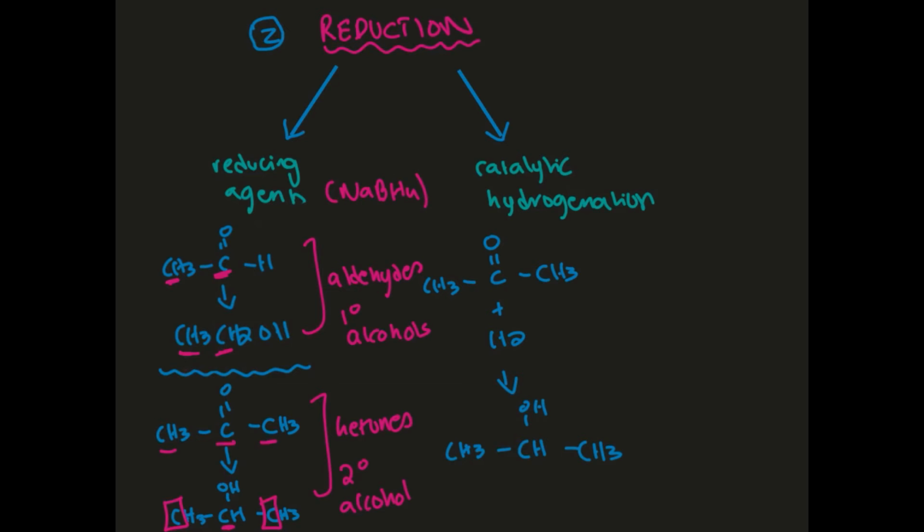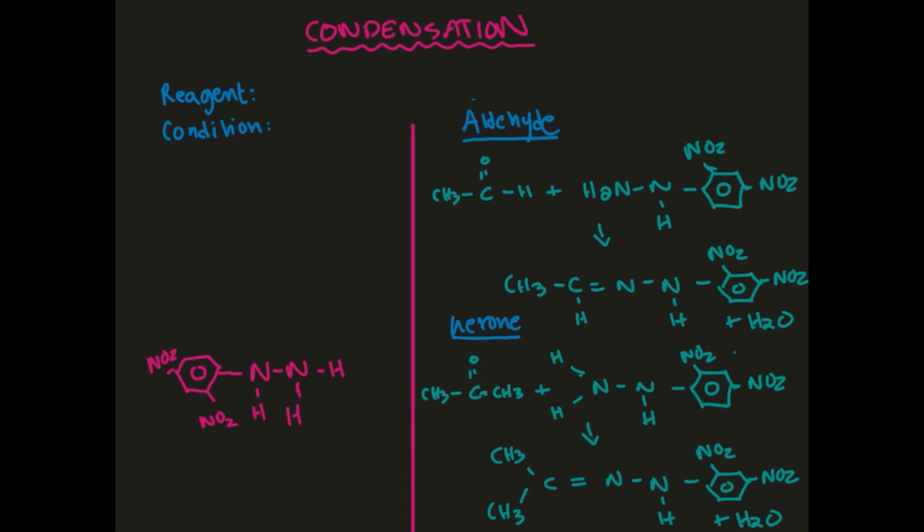The next type of reduction is going to be catalytic hydrogenation, and for that you use nickel catalyst at 5 atm, and the process for reduction is going to be the same as the one that I've already drawn towards the left. Now we're going to be discussing condensation, which is the third reaction exhibited by both aldehydes and ketones. For this, the reagent that we're going to be using is called 2,4 dinitrophenylhydrazine.